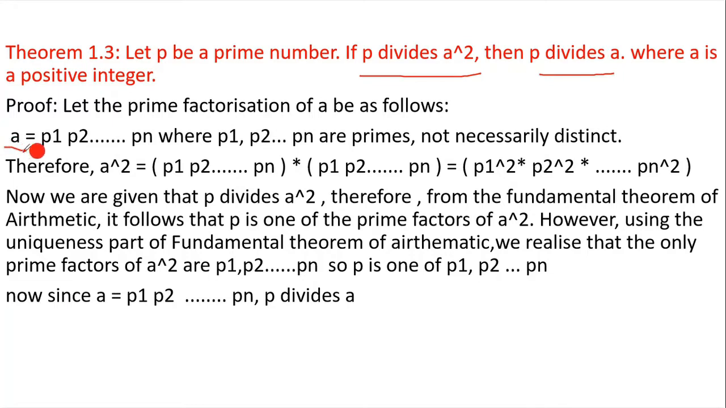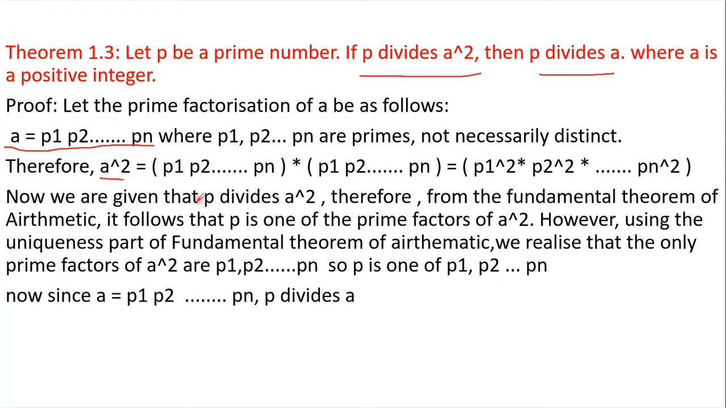A is equal to P1, P2, P3 and so on. Now we want to find A square. A square is equal to P1, P2, P3 and so on up to Pn, into P1, P2, P3 and so on up to Pn, which is equal to P1 square into P2 square into P3 square and so on, up to Pn square.